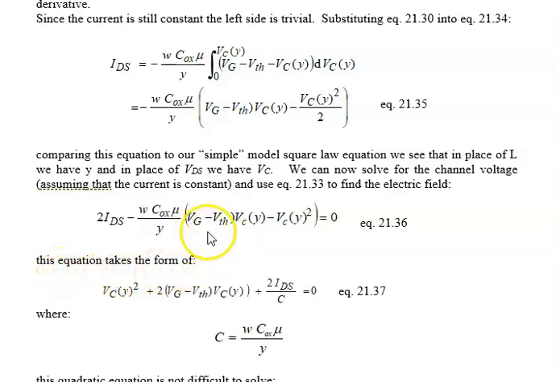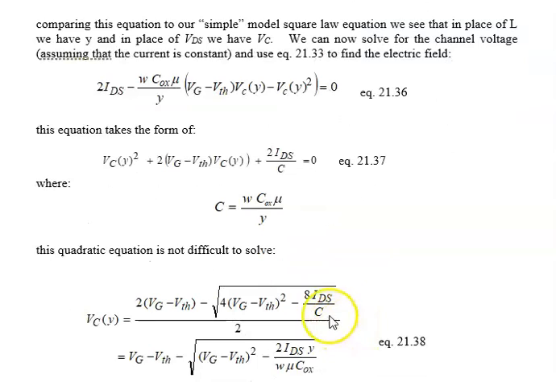Okay, so this equation takes the form of a quadratic. We just basically put it in the quadratic form, and the constant here we call C. It's not really a constant, it's a parameter because it's a function of the variable y. So now we just use the quadratic formula to solve for VCY.